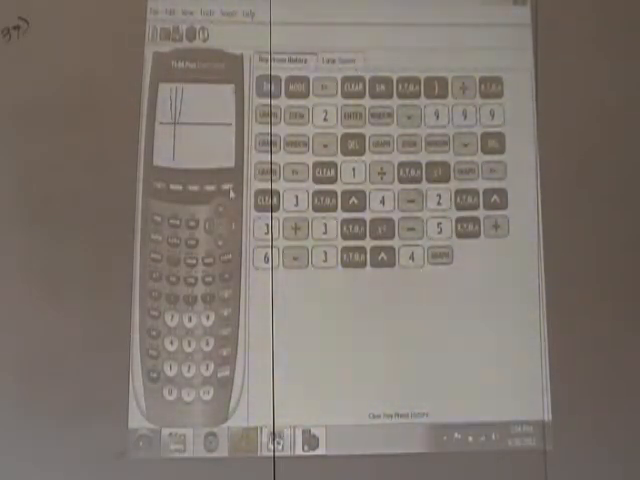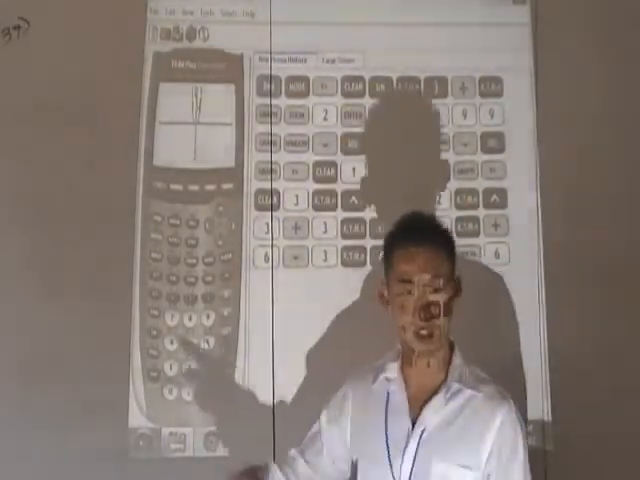Okay, there's your first graph. No, that's the second graph. Alright, what's wrong with this? Can't see it. So let's go to zoom standard real quick and see what's going on. So go hit zoom 6. Okay, there's your first graph. There's your second graph.